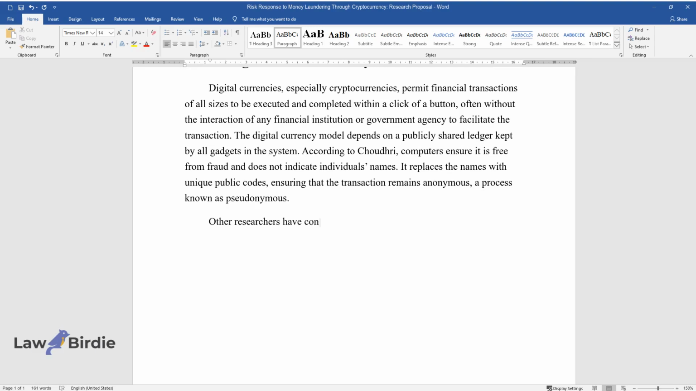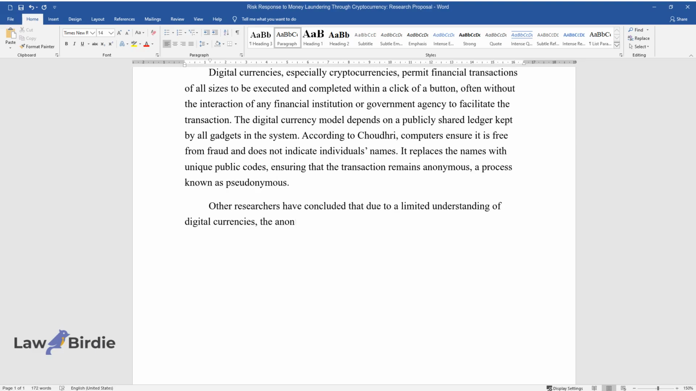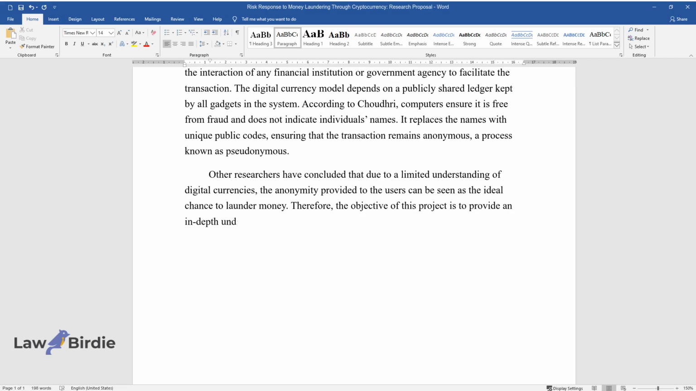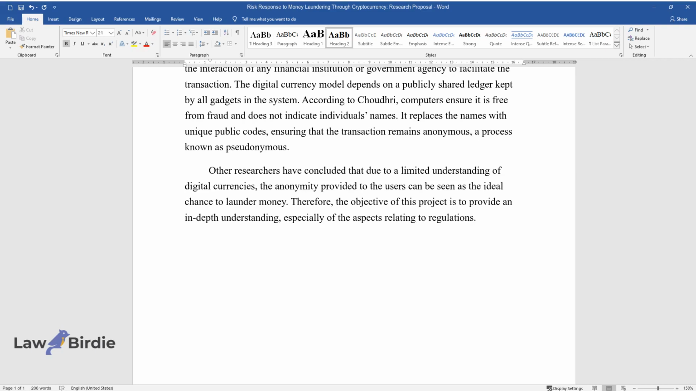Other researchers have concluded that due to a limited understanding of digital currencies, the anonymity provided to the users can be seen as the ideal chance to launder money. Therefore, the objective of this project is to provide an in-depth understanding, especially of the aspects relating to regulations.